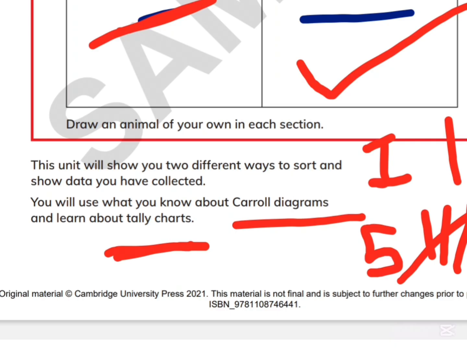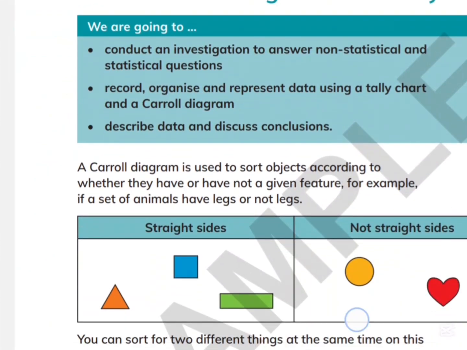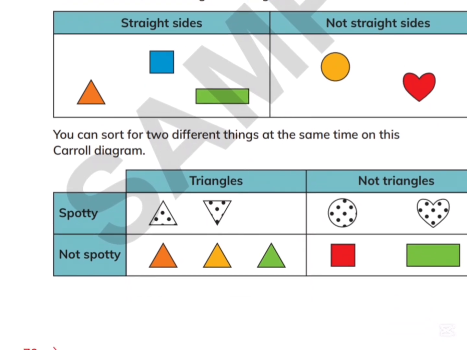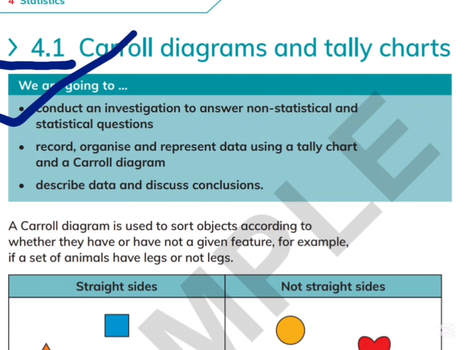So this was page number 69. Now I am going towards page number 70. Up to now everything is clear to you. Okay, exercise 4.1 starts now. What we are going to cover in this lesson: conduct an investigation to answer non-statistical or statistical questions, record, organize and represent data using tally charts and Carroll diagrams, describe data and discuss the conclusion. So this is again very easy.